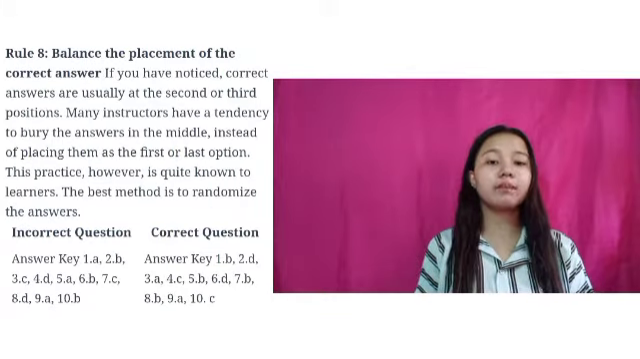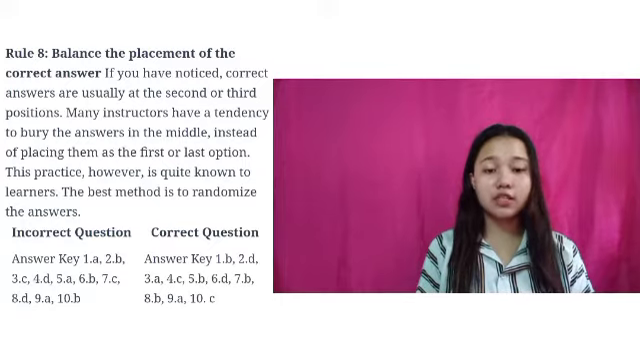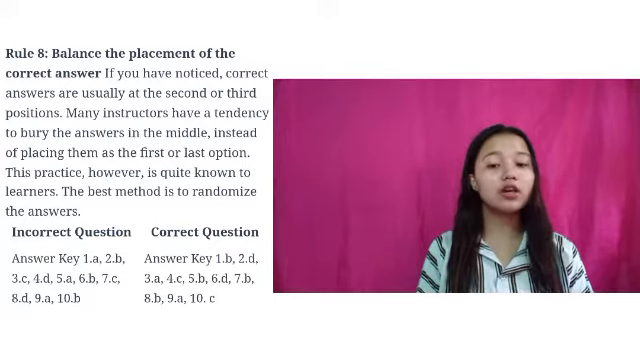So, rule number 8, balance the placements of the correct answer. If you have noticed, correct answers are usually at the second or third position. Many instructors have a tendency to bury the answers in the middle, instead of placing them as the first or last option. This practice, however, is quite known to learners. The best method is to randomize the answer.